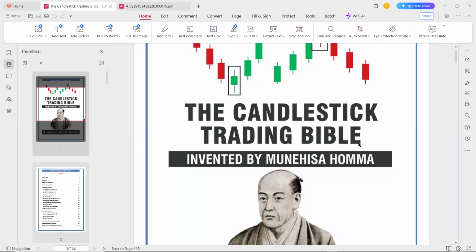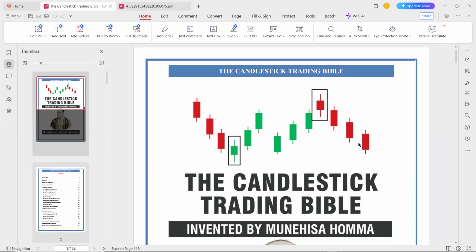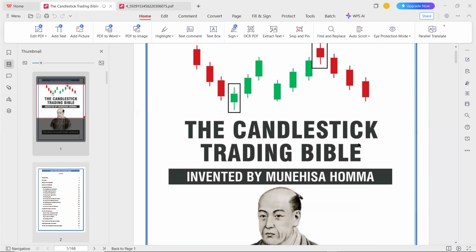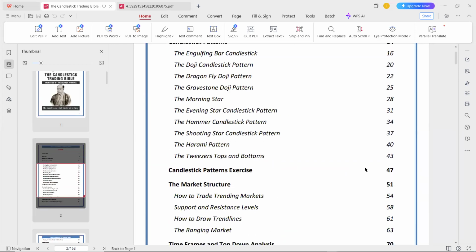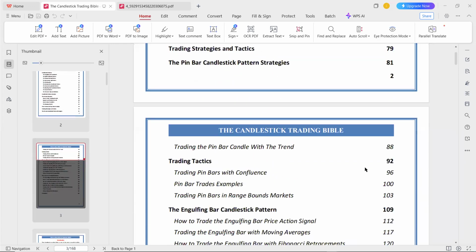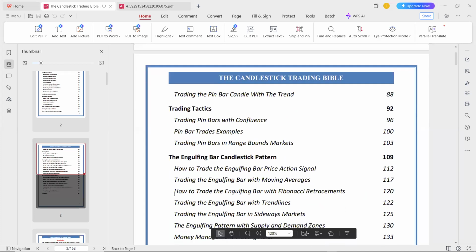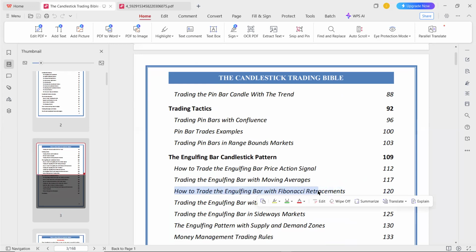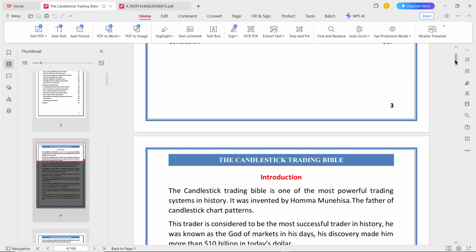Back again with another example of a trade which we took based on what we read in the Candlestick Trading Bible. So what we're looking at today is how to trade the engulfing bar with Fibonacci retracements, and this is on page 120. So I'm just going to quickly scroll down.